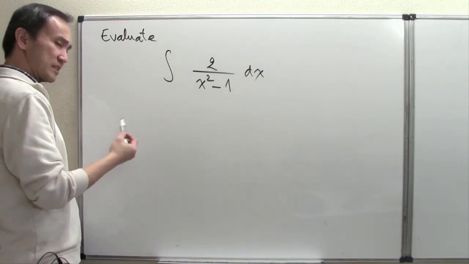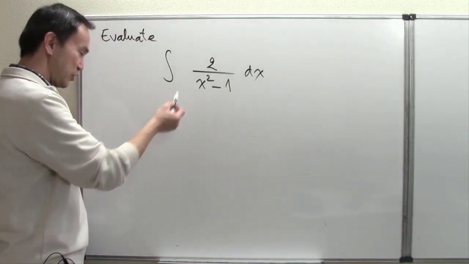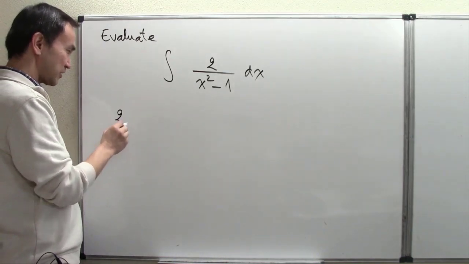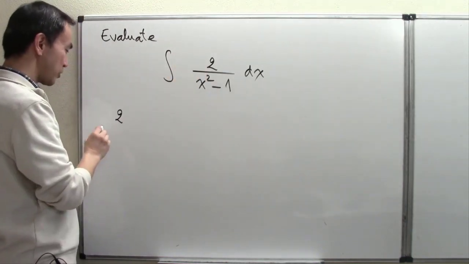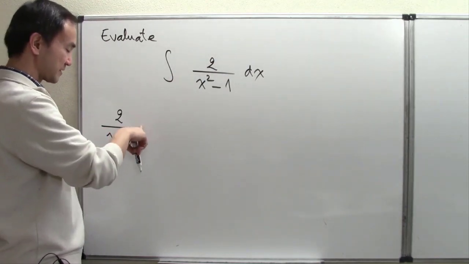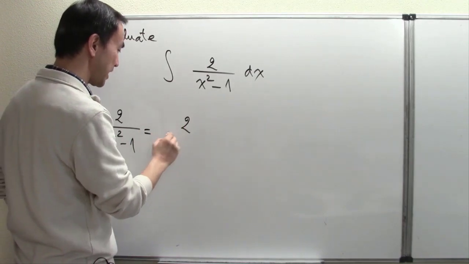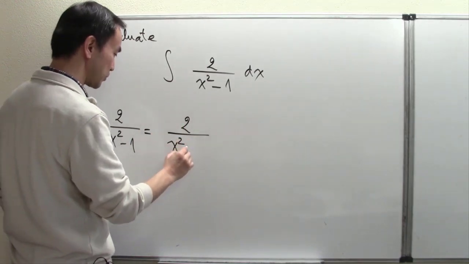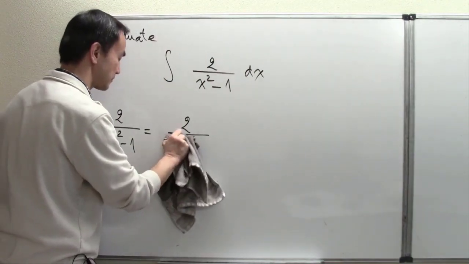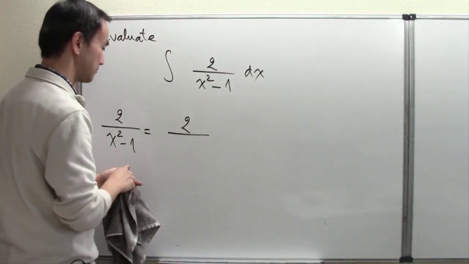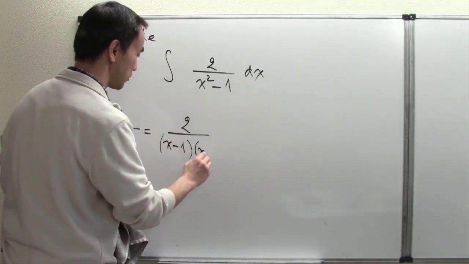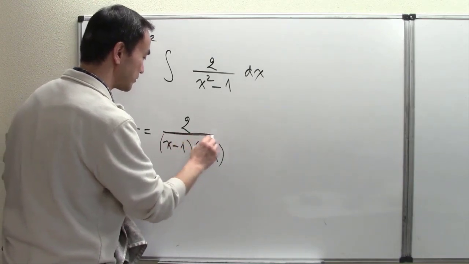Here's how I'm seeing it algebraically. First of all, look at the fraction here, this rational expression 2 over x squared minus 1. I noticed that the denominator can be factored into x minus 1 and x plus 1. You guys all agree with me on that?